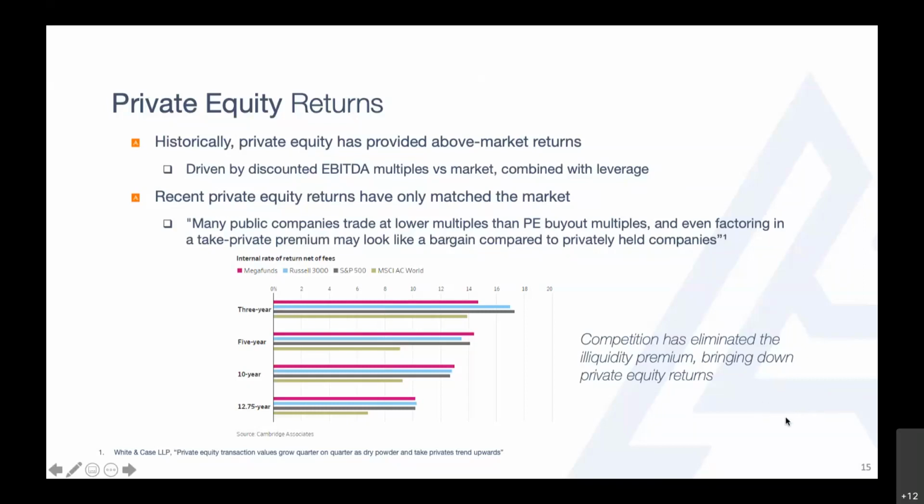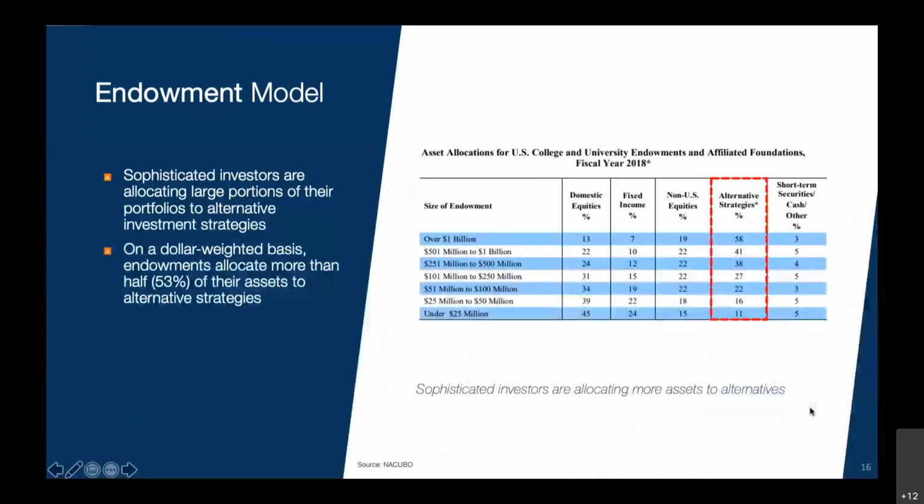Now, don't be fooled: this lack of mark-to-market does not mean that there's no volatility. They're just trying to keep investors oblivious to it. But enough of that. Let's talk about the endowment model.